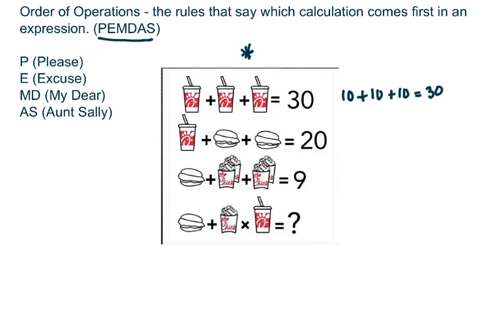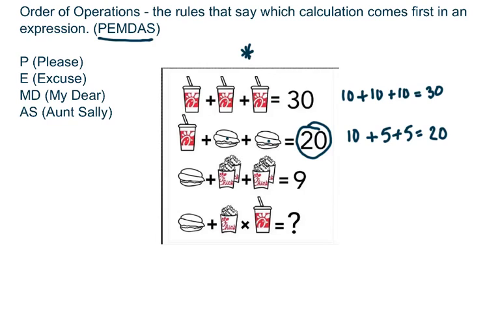On this next problem, I know that the Chick-fil-A cup is 10, based on what I learned in the first line. And I know that I'm trying to get to the number 20. But I have these 2 sandwiches left. Well, if I take 10 off of 20, I'm going to be left with 10. If I take that 10 and I split it between these 2 sandwiches, they'll each be worth 5. So 10 plus 5 plus 5 is equal to 20.